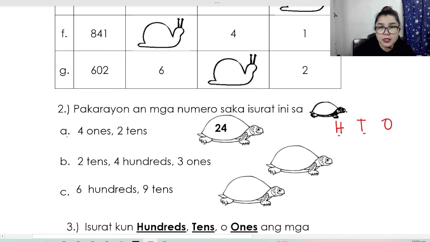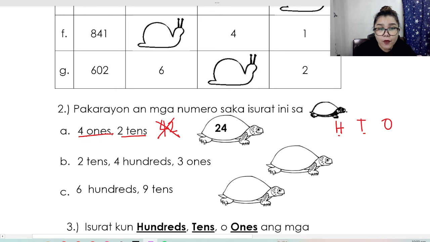Okay, take a look at the example for A. 4 ones and 2 tens. Isusulat mo ba siyang as 42? No. So, 42 is not correct. Why? Kasi hindi pa siya arranged properly. What should be the proper arrangement? Ano yung pinaka nasa right side?